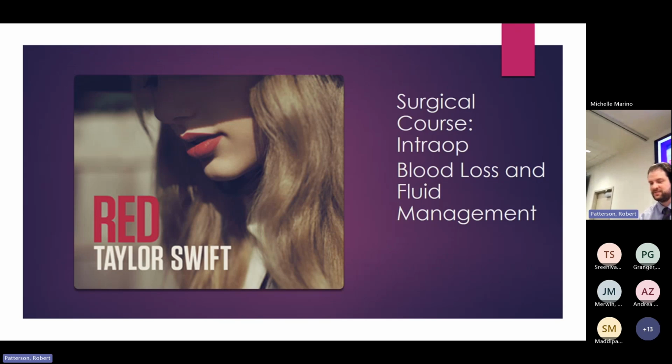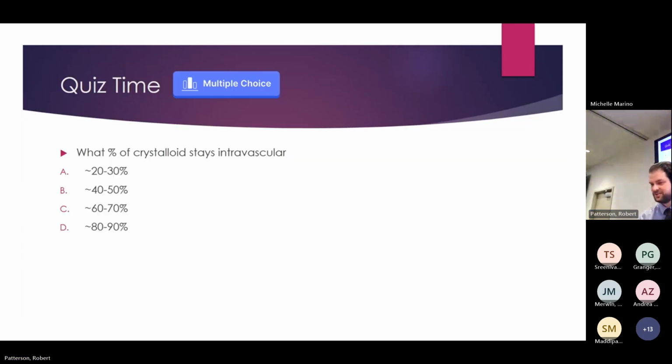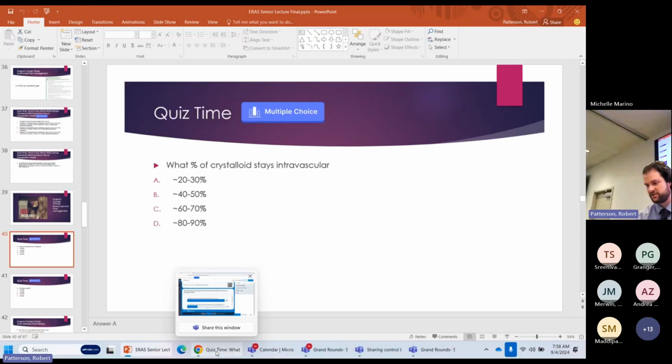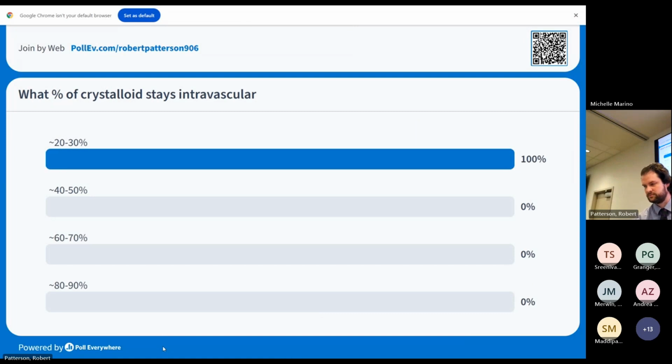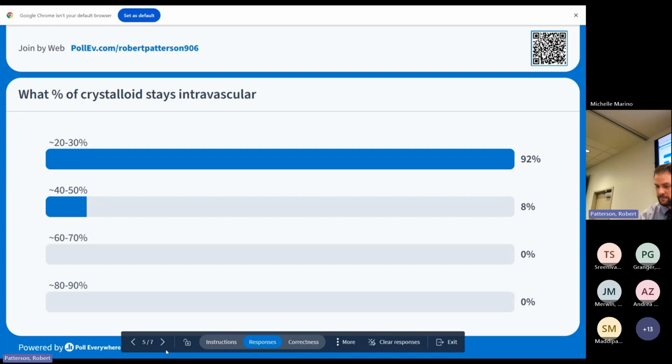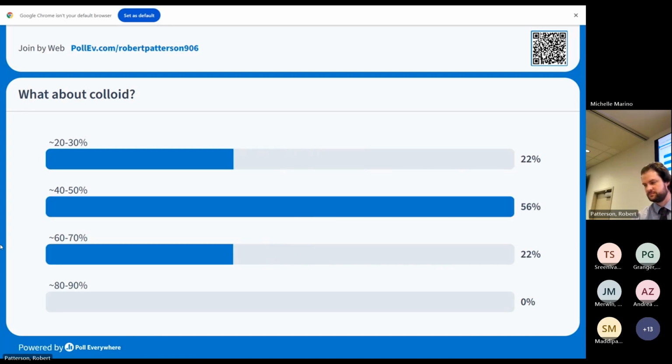All right, blood loss and fluid management. Red. Clever, I know. Next question. What percent of crystalloid stays intravascular? All right, good. That is correct. 20 to 30%. What about colloid? Good. 40 to 50 is correct.